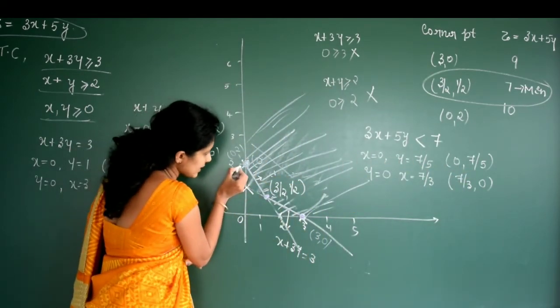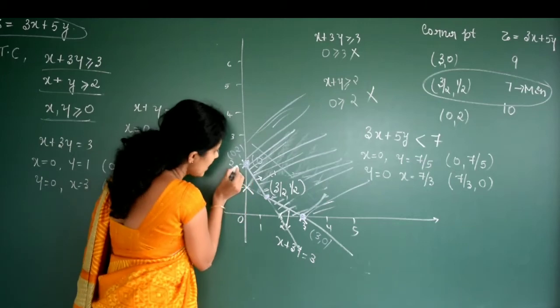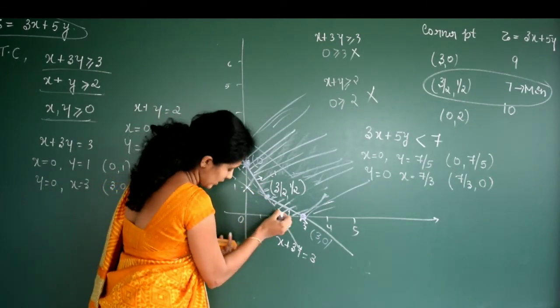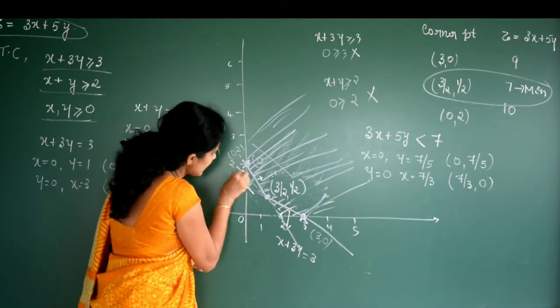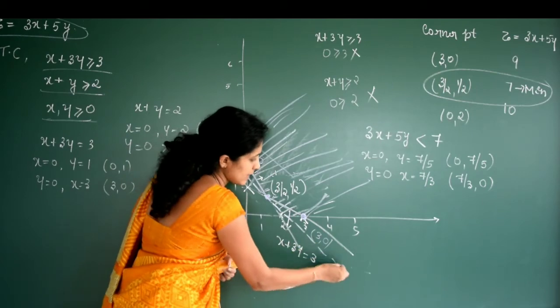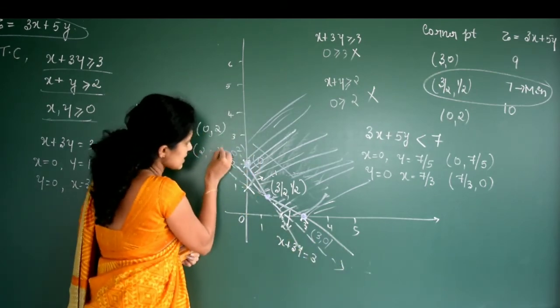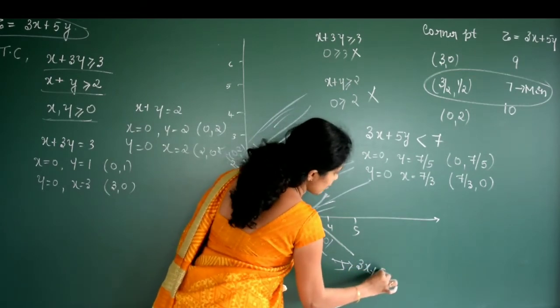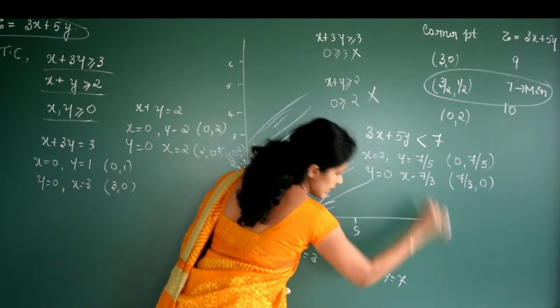So remember, the graph here is not proper. And see in your graph, this will pass through like this. Okay? The line will be like this. See this one. Check in your graph, the line will be like this. Now, this is the line for the equation 3x plus 5y is equal to 7.